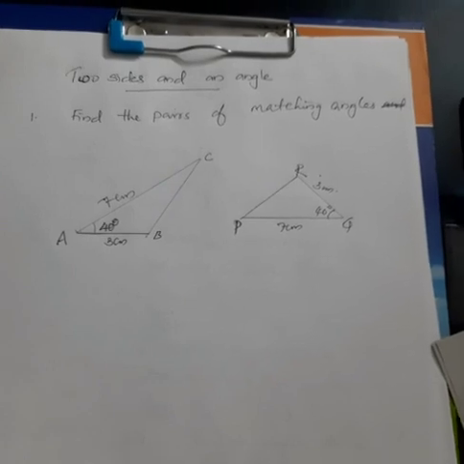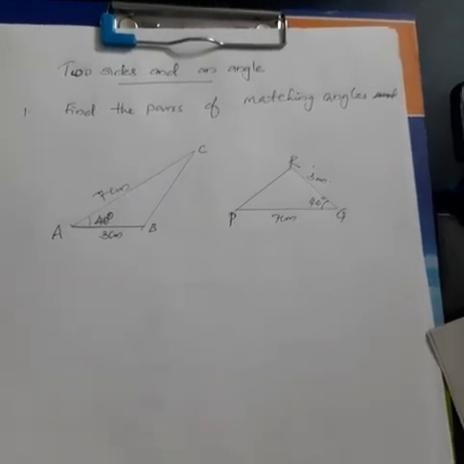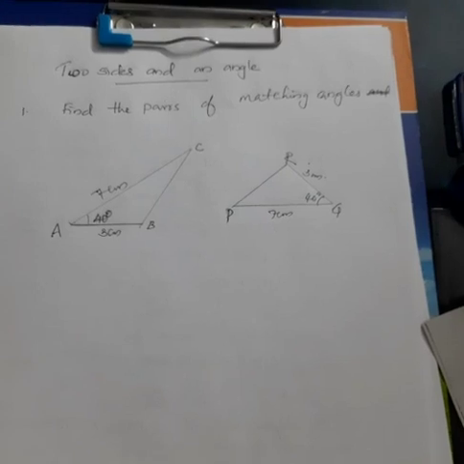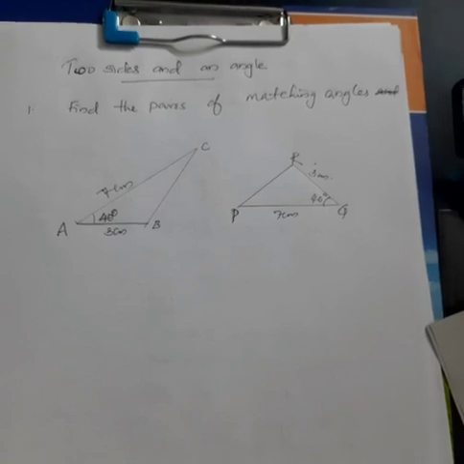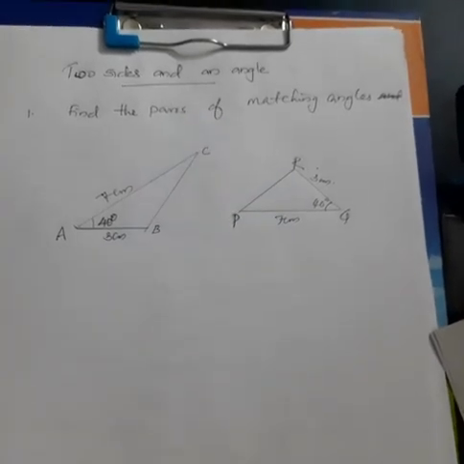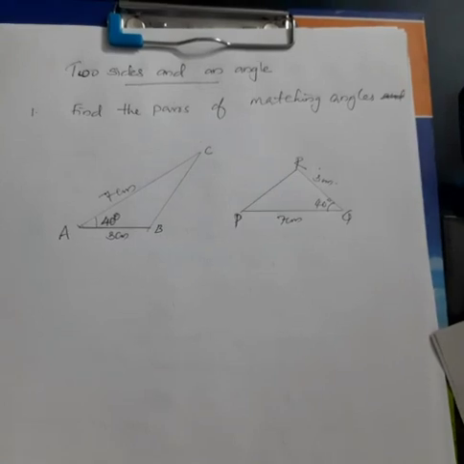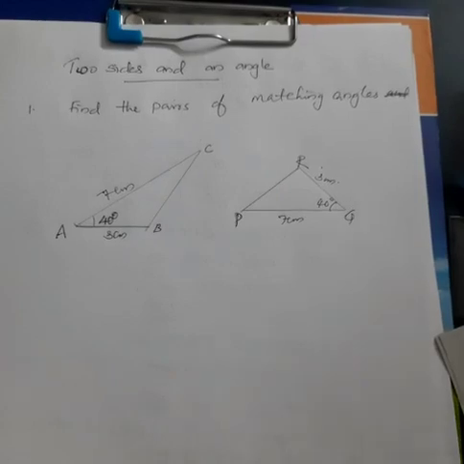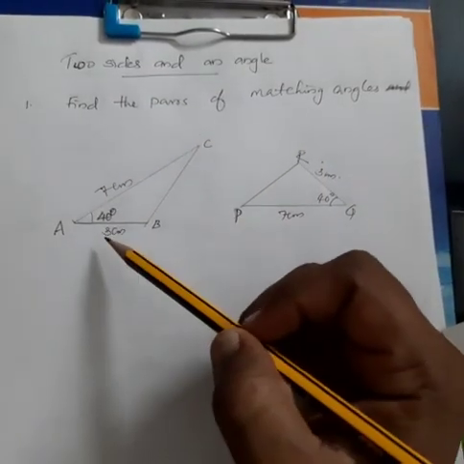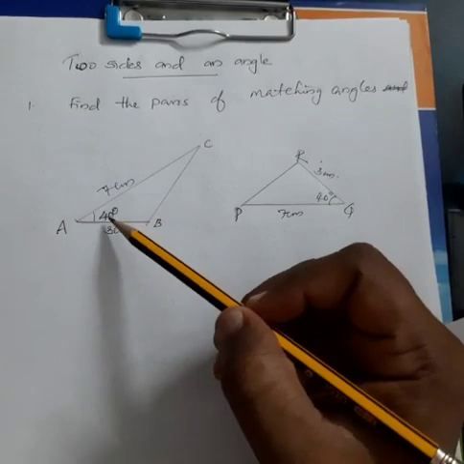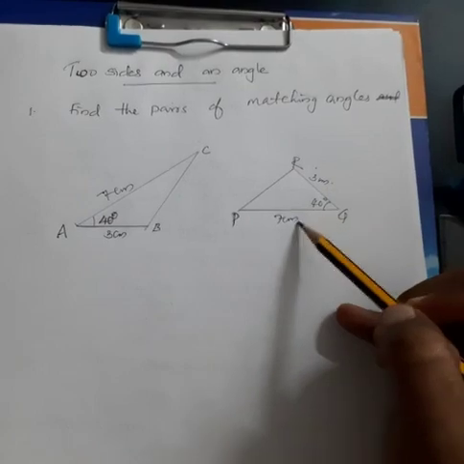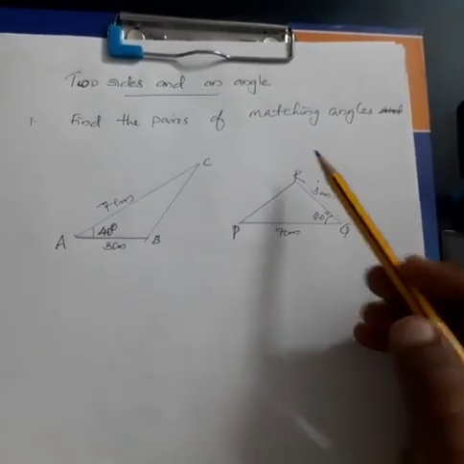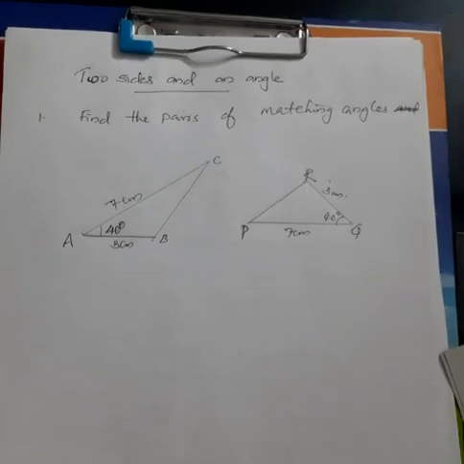In the previous days we found equal pairs of angles when three sides of triangles were given, or two angles and equal sides were given. Today we have to find the matching angles. Here two sides and the angle between them are given. We have to find out the matching angles.